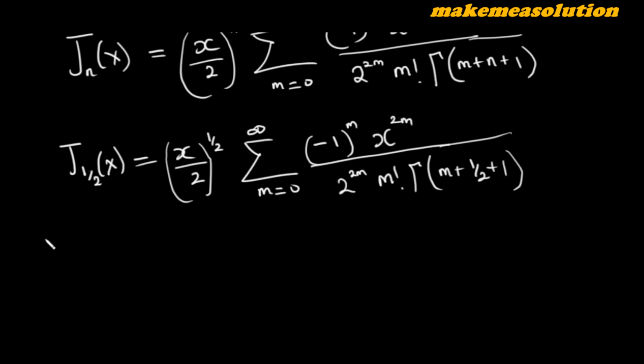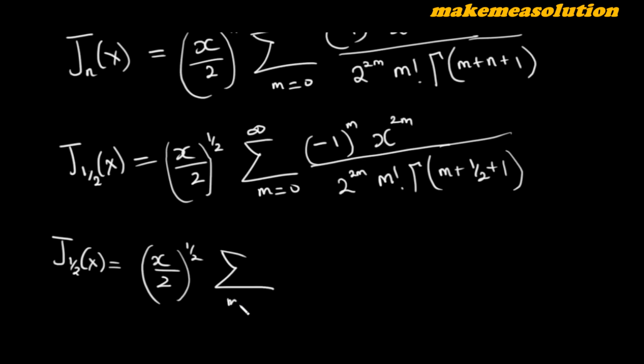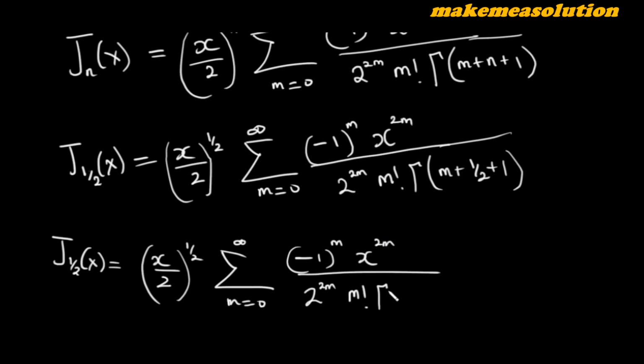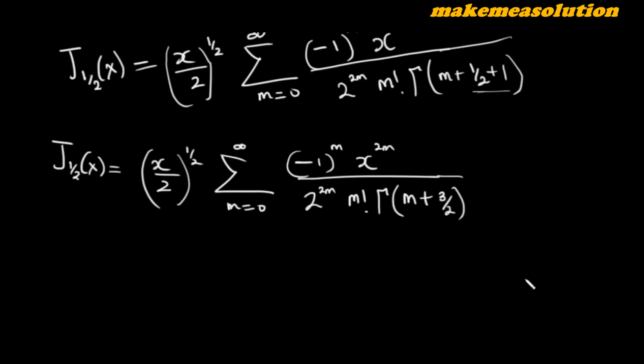So the next thing to do is J_1/2 of x is (x over 2) raised to the power of 1 over 2. You now have summation m equal to 0 to infinity, (-1) to the m, x to the 2m all over 2 to the 2m, m factorial. Now have gamma of m plus, when you simplify this, you're going to get 3 over 2. Is that okay? So this is what we have for our J_1/2 of x.